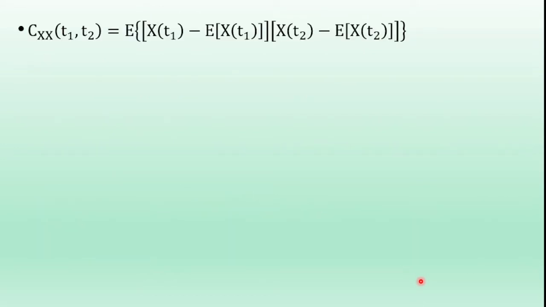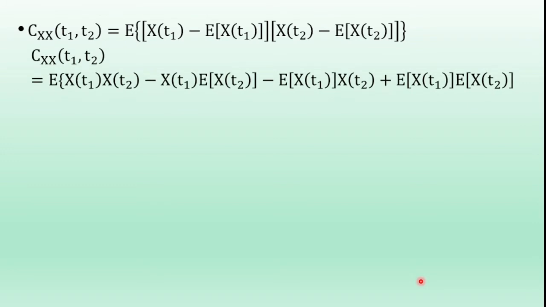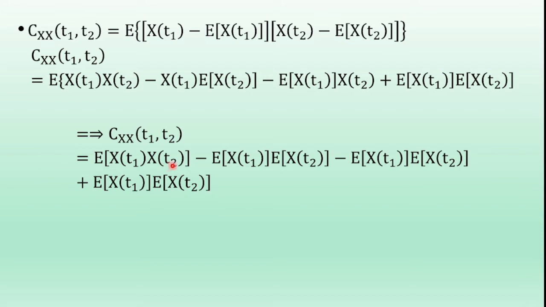After that, on the RHS, applying the expectation property: expectation of a sum of random variables is equal to the sum of their individual expectations, that is expectation of x plus y is equal to expectation of x plus expectation of y. And one property is that the expectation of the expectation of x of t1 is expectation of x of t1. Therefore, using that property, the RHS is expectation of x of t1 into x of t2 minus expectation of x of t1 into expectation of x of t2 minus expectation of x of t1 into expectation of x of t2 plus expectation of x of t1 into expectation of x of t2.